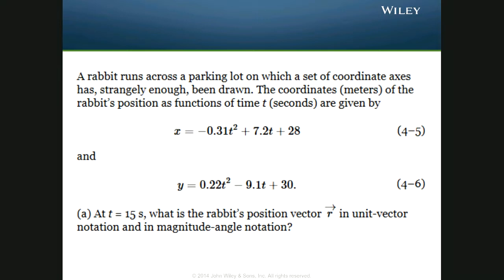Now, I want to point out that you'll notice the x and y are independent of each other as far as how the position goes. They're only parameterized by time. Time is the only connecting part. All right? So, it says here, part A, at t equals 15 seconds, what is the rabbit's position vector in unit vector notation and in angle magnitude notation?